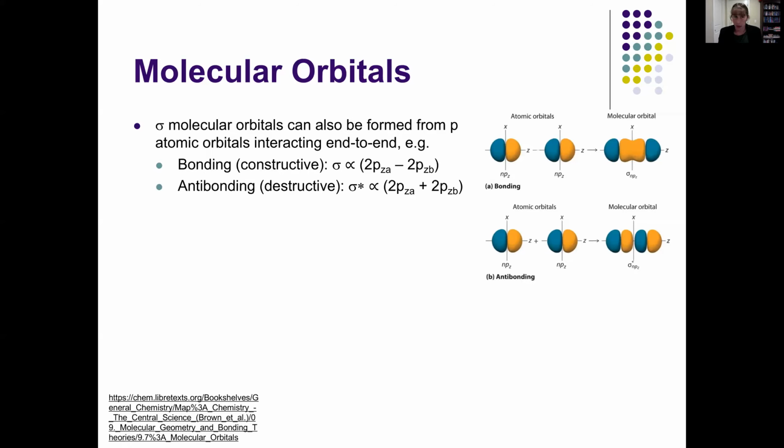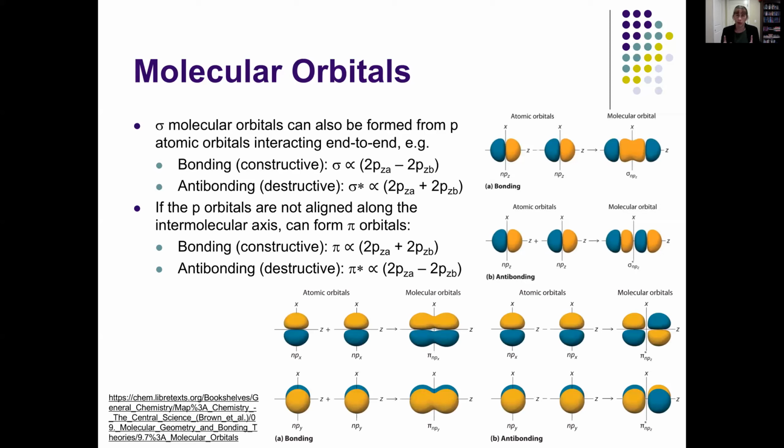Now this is for p orbitals that are interacting end to end along that internuclear axis, but we could also have a case in which the p orbitals are not aligned along that internuclear axis, so they're perpendicular to it. And in that case, they can form pi orbitals. And so we could have pi orbitals in the x direction that are coming from p orbitals in the x direction, and also p orbitals coming out at us. That would be in the y direction in this case. I see I left a z here. It should be an x or a y instead of a z.